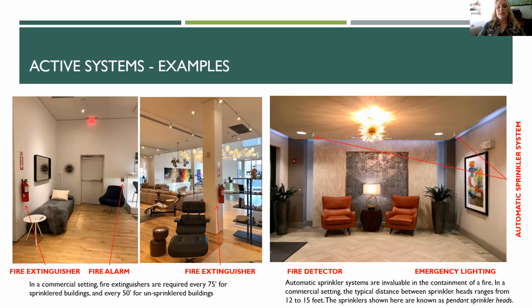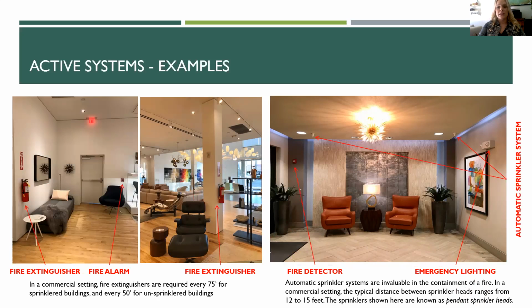And in a commercial setting, the typical distance between these sprinkler heads ranges from 12 to roughly 15 feet. And you'll notice here that the sprinklers shown are known as pendant sprinkler heads. There's quite a few different types. Again, with your fire detector over on the left-hand side, and then once more with your emergency lighting that's mounted up here on the right-hand side of that wall.